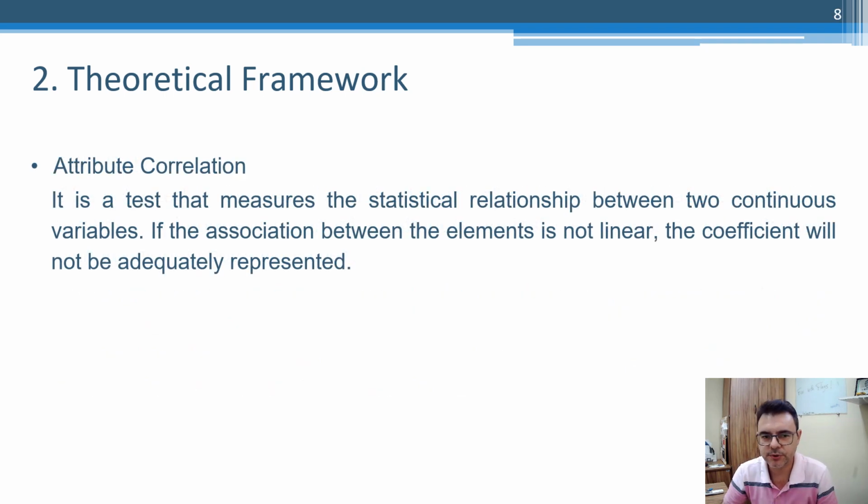Another filter used in our work is the attribute correlation. It is a test that measures the statistical relationship between two continuous variables. If the association between these elements is not linear, the coefficient will not be adequately represented.